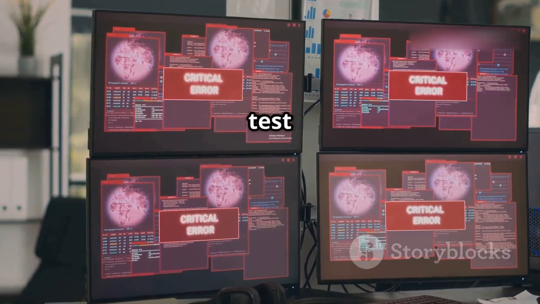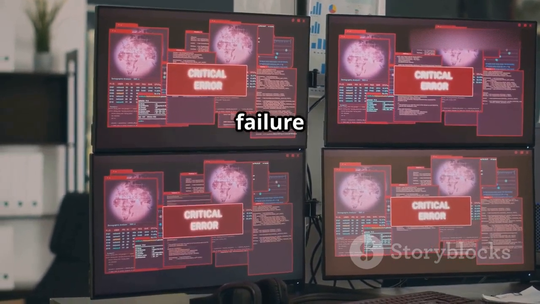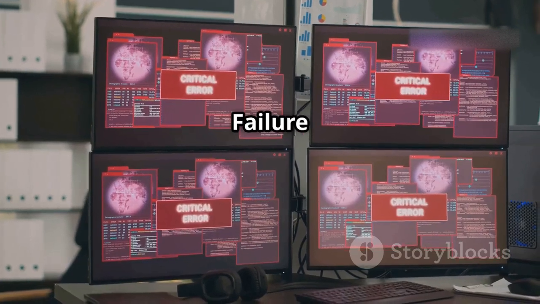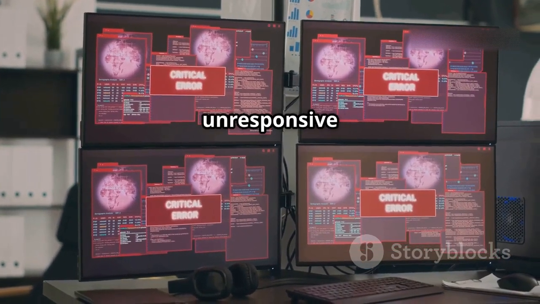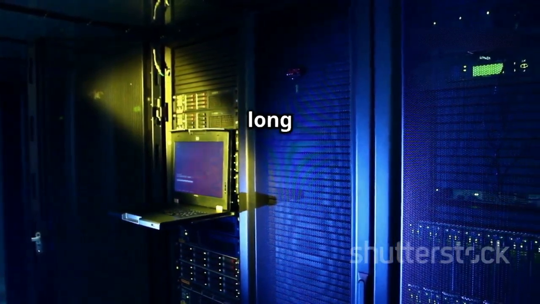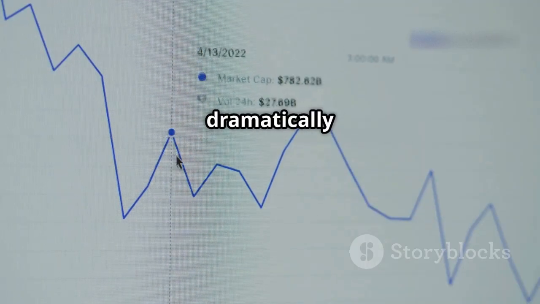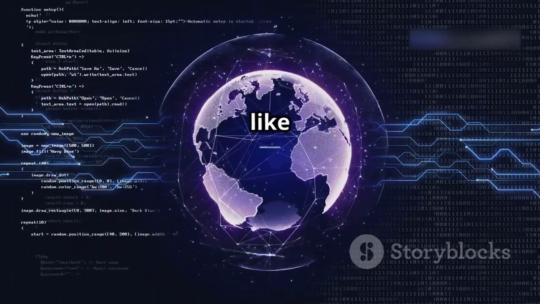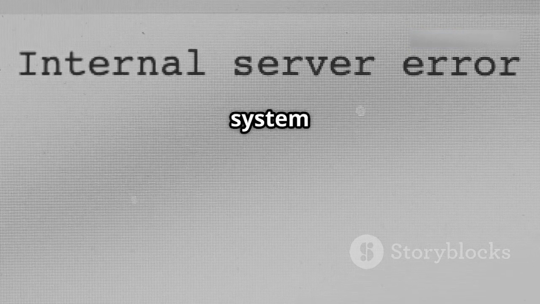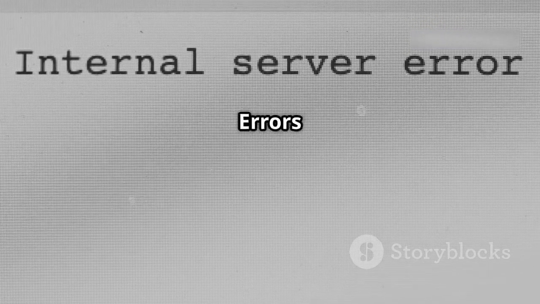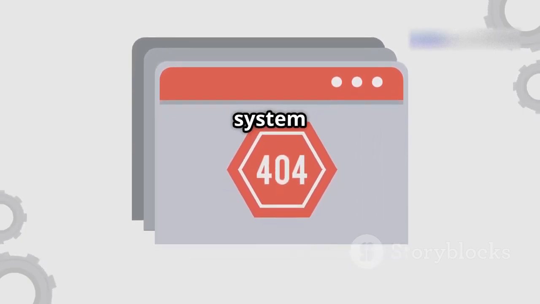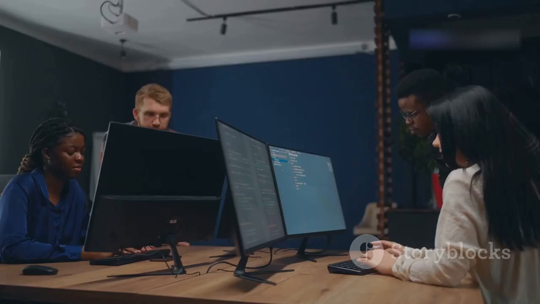The results of a stress test are concluded when the system reaches a point of failure or when its performance degrades severely. Here's what you need to look for. System failure. The system may crash, become unresponsive, or completely break down. Significant performance degradation. This could be long delays, response times that increase dramatically, or the inability to perform basic functions like logging in or processing a transaction. Error messages or server timeout. The system might start throwing 500 internal server errors or requests may time out. The primary question you're answering here is, when does the system give up? When does it fail under load?